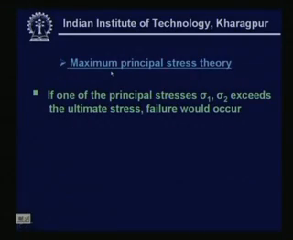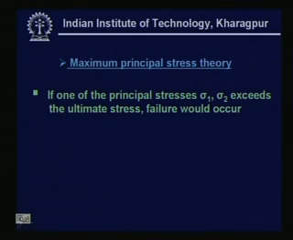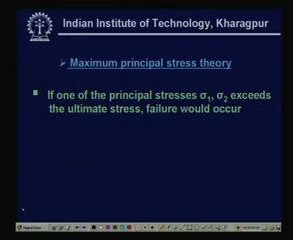Now, the next one is the maximum principal stress theory. If one of the principal stresses, sigma 1 or sigma 2, exceeds the ultimate stress, failure would occur. This is a very simple statement, and I would like to point out that it is normally used for brittle materials. This theory goes to some extent well for brittle materials.